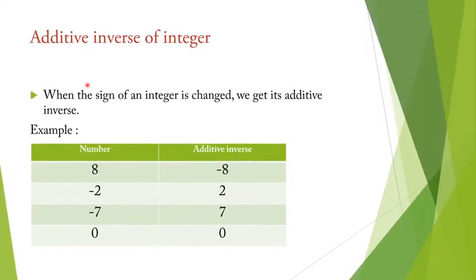What about the additive inverse of an integer? The additive inverse means we just have to change the sign. When the sign of an integer is changed, we get its additive inverse. If we are having a positive number, its additive inverse is a negative number. See the example. The number is positive 8, its additive inverse is -8. The number is -2, its additive inverse is positive 2. The number is -7, its additive inverse is positive 7. And remember one thing, the additive inverse of 0 is 0 itself. So you just have to change the sign. That's it.